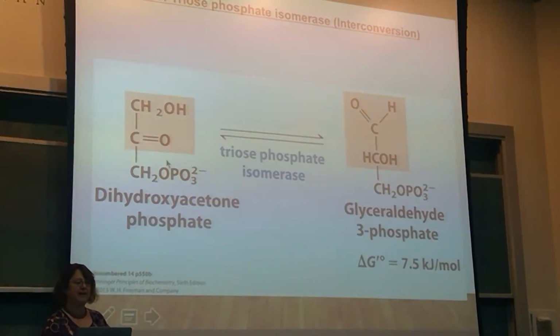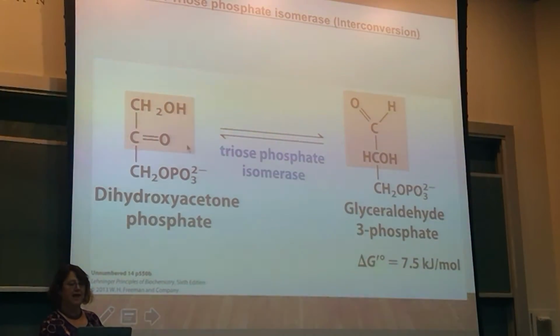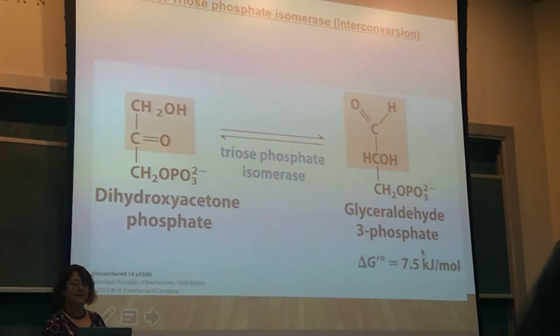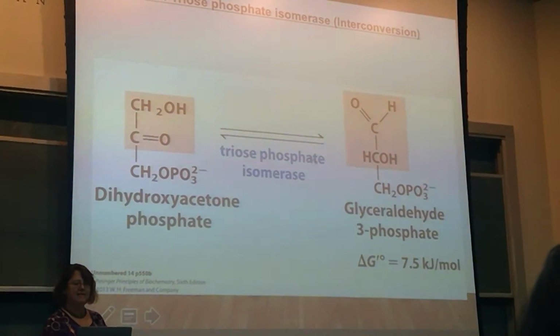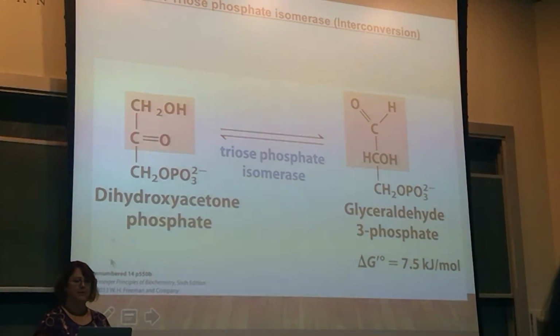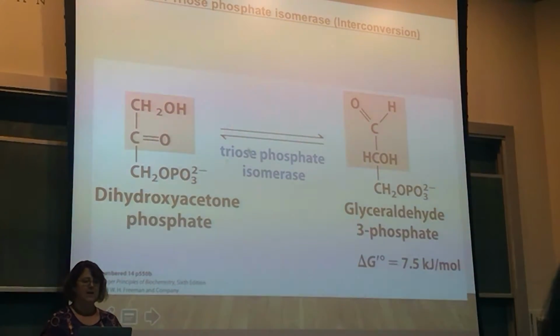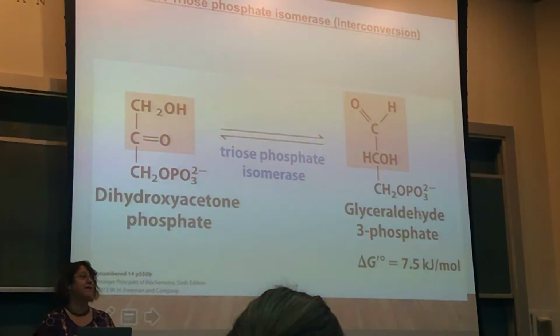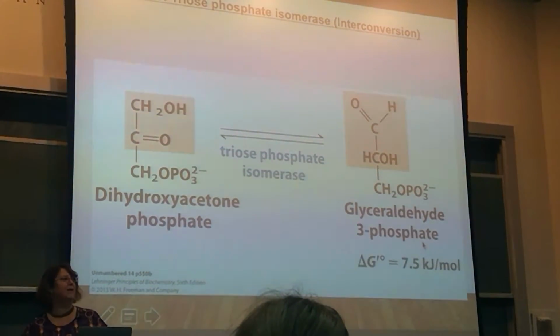What facilitates it is that you have dihydroxyacetone phosphate going to glyceraldehyde 3-phosphate. This is an isomerase, and so this is basically in equilibrium. Again, this delta G is very close to zero. But what happens is that only glyceraldehyde 3-phosphate can be used in the next step. So it's driving the whole reaction.